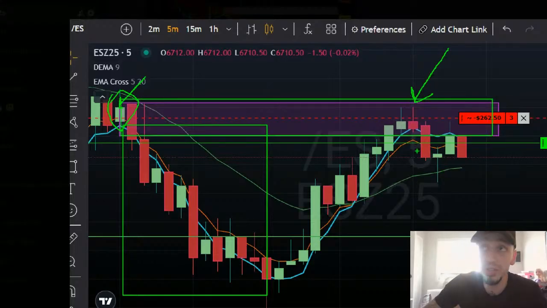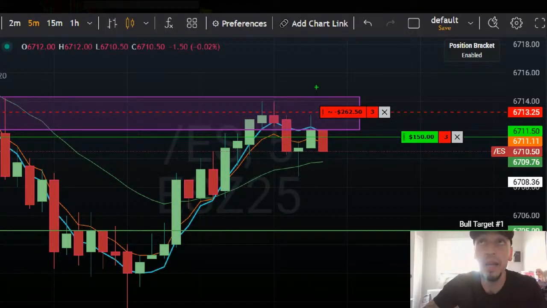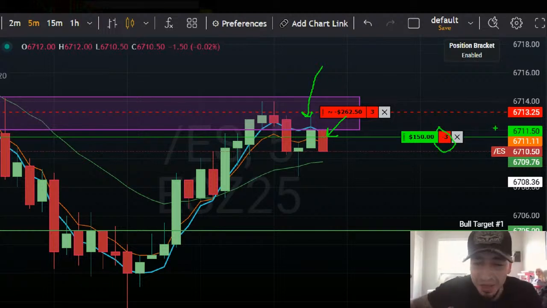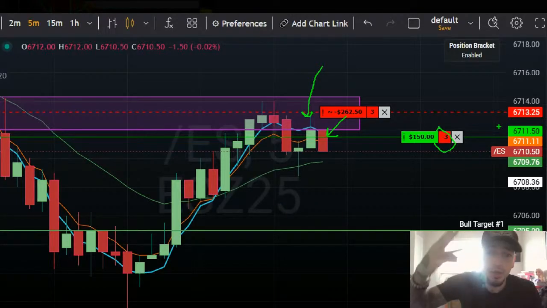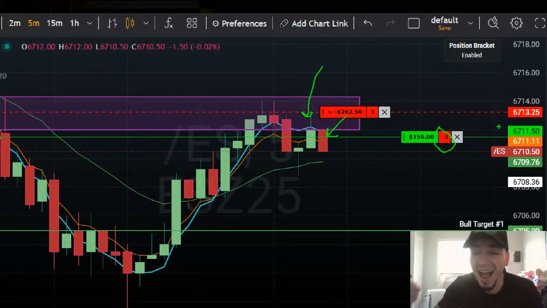So we get a nice rejection. Then we get a pullback. Okay, guys, this is important. Then we get a pullback to the area of value. We get a green bar that's ignored, hopped in the market short. I actually got a great short play here. Look at how close. Guys, I'm trading 3 contracts and I'm risking less than $300. I'm literally risking 3 ticks on this trade. Like high and tight. High and tight.